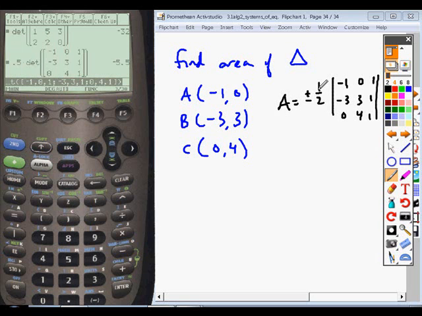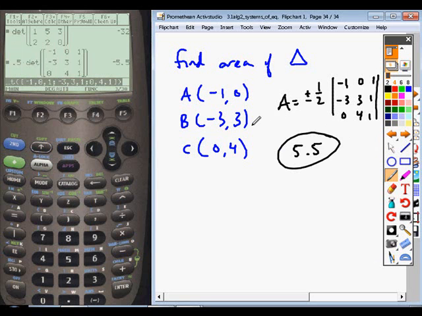Now, remember, this is a plus or minus 1/2. You could think of it as just the absolute value of this solution. So our answer is going to be positive 5.5.